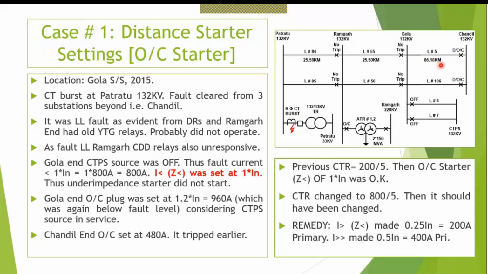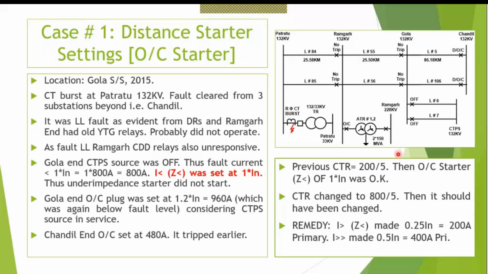This line is very long, 86 kilometers. So zone 3 of this is 86 plus 25 into 1.2 minimum. So that covers this bus. Because this is too long, this particular fault was covered in this bus and there was no infeed over here. So this relay was covering this fault. But due to fault loop transition in the Areva relay, this relay did not trip on distance protection.